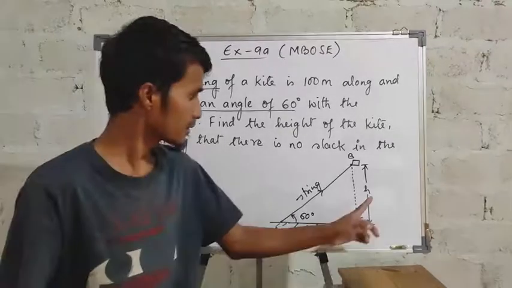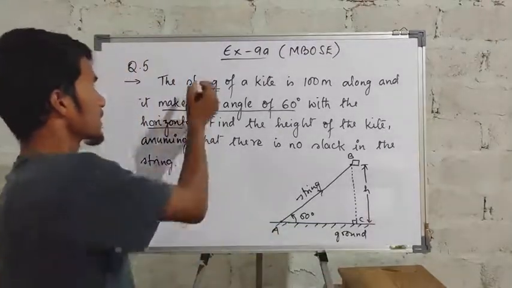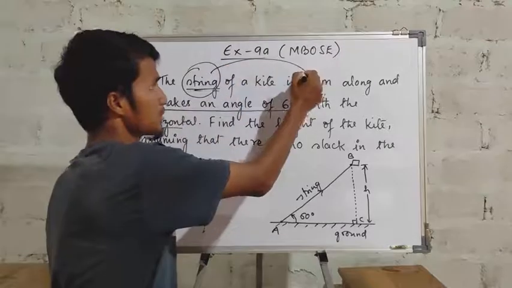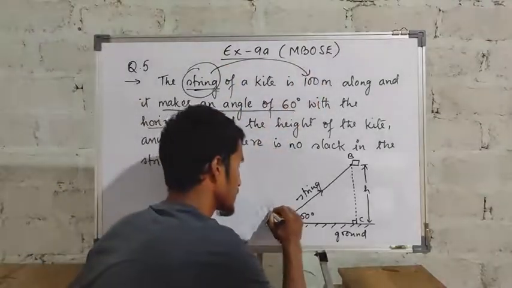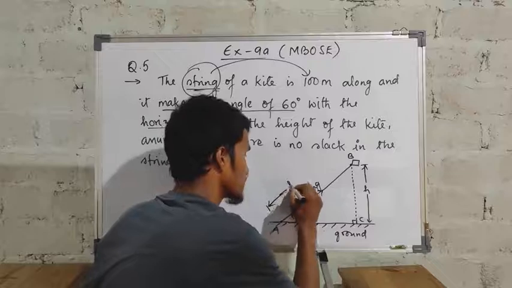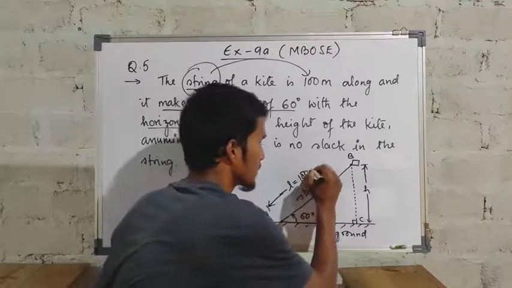Okay, now we need to find h. Now the length of the string. Length of the string is how much? 100. Okay, this is the length. Consider L is equal to 100 meter.